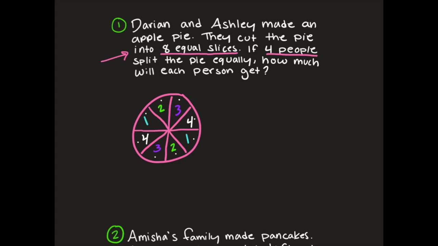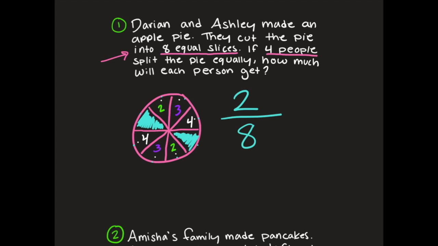So we're going to answer for this blue person number 1. They are receiving this piece and also this piece. So shaded in right now, I am eating 2 pieces, and out of how many do I have total? Again, we can count them. 1, 2, 3, 4, 5, 6, 7, and 8. So my answer is 2/8. If 4 people split the pie equally, each person would get 2/8 of this pie.